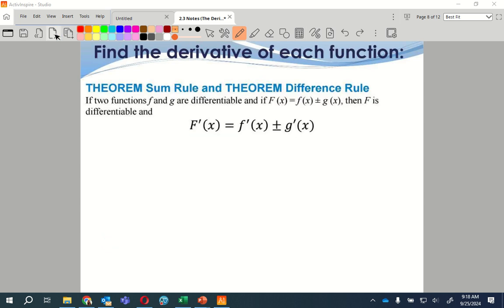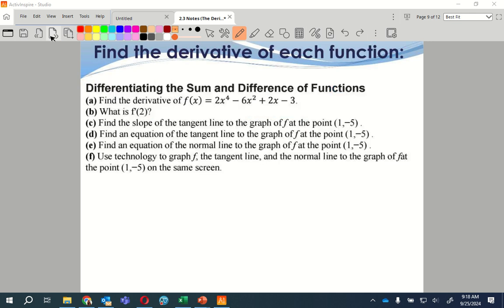And sum and difference rules. If I have a function and I'm just adding two of them together, the same rule applies. Just go ahead and do it. I can separate it by parts, because you could have multiple parts here.